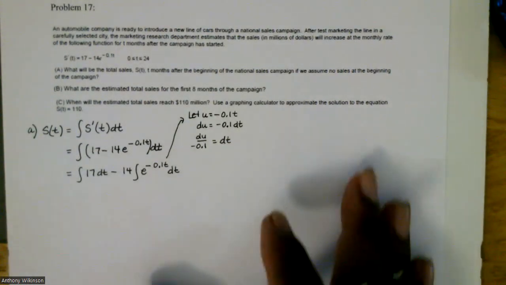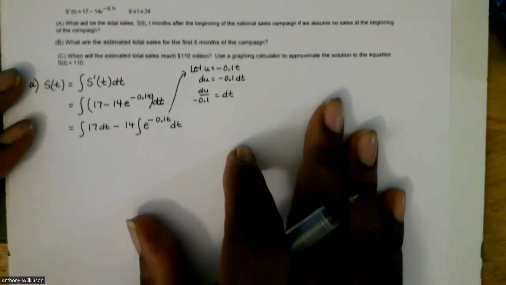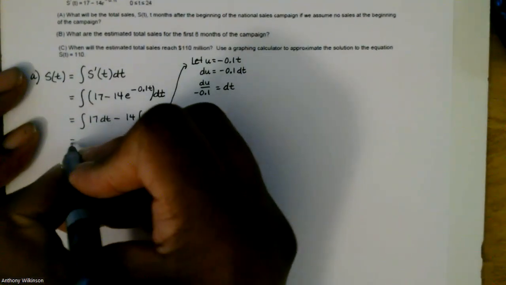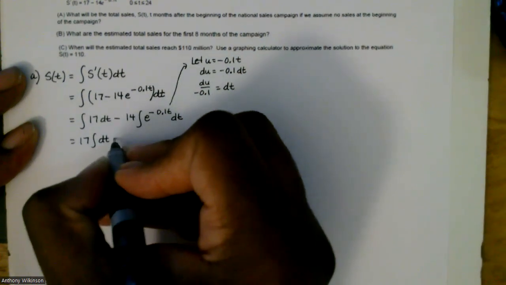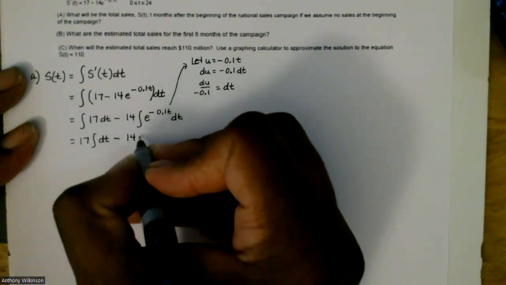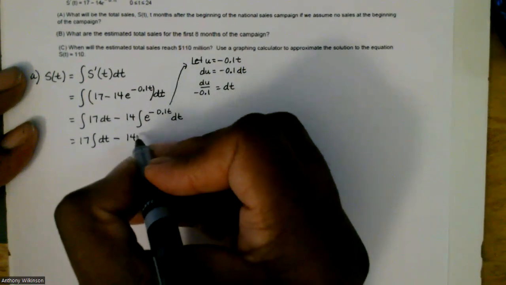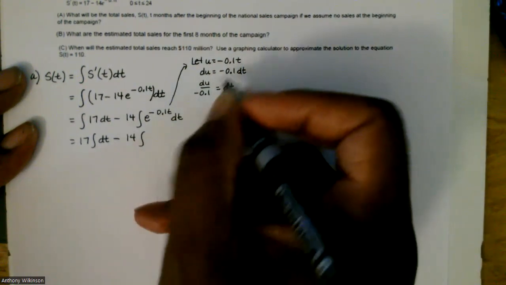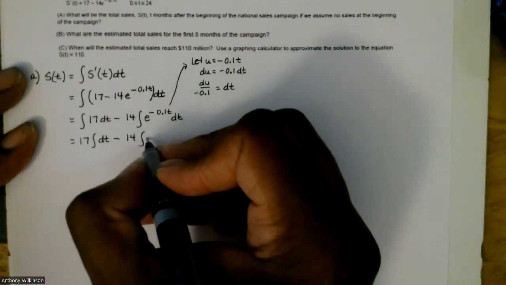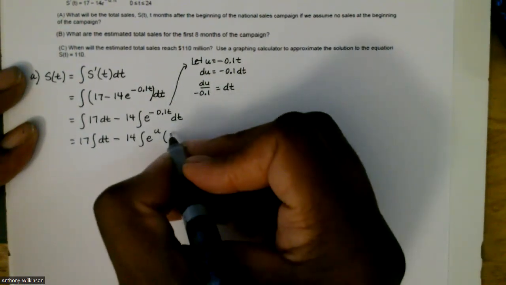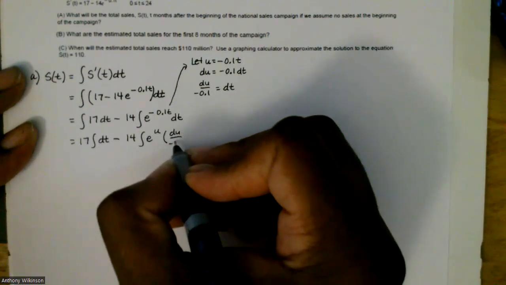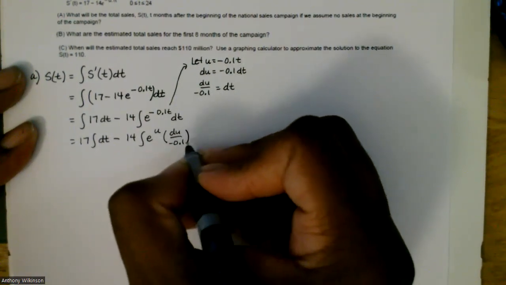Okay. This first part, the integral is 17 dt. I'll go ahead and pull the 17 out in front. So it'll be 17 times the integral of dt minus 14 times the integral of, u is equal to negative 0.1t, so it'll be e to the u times dt, which is du over negative 0.1.